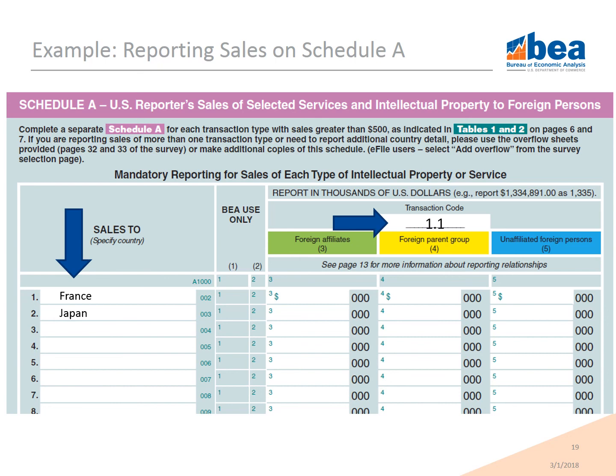For this example, let's say the U.S. reporter had sales of $7 million to its foreign affiliates in France and $3 million in sales to unaffiliated foreign persons in Japan. They would enter 7000 in column 3 of the row corresponding with France and 3000 in column 5 of the row corresponding with Japan.